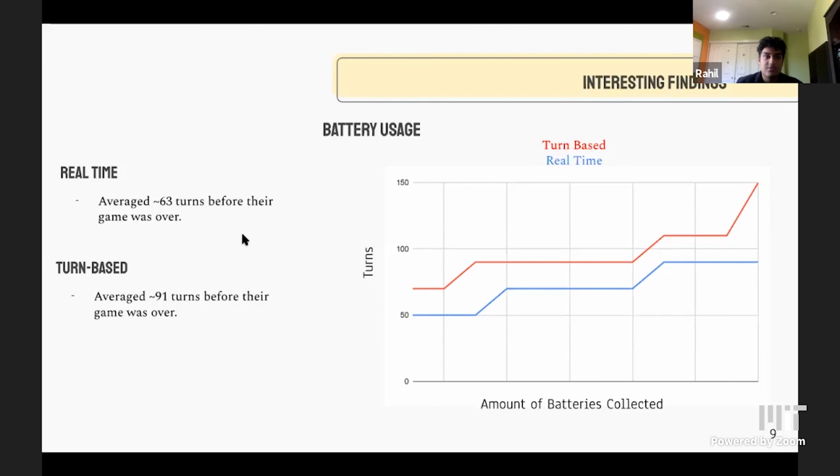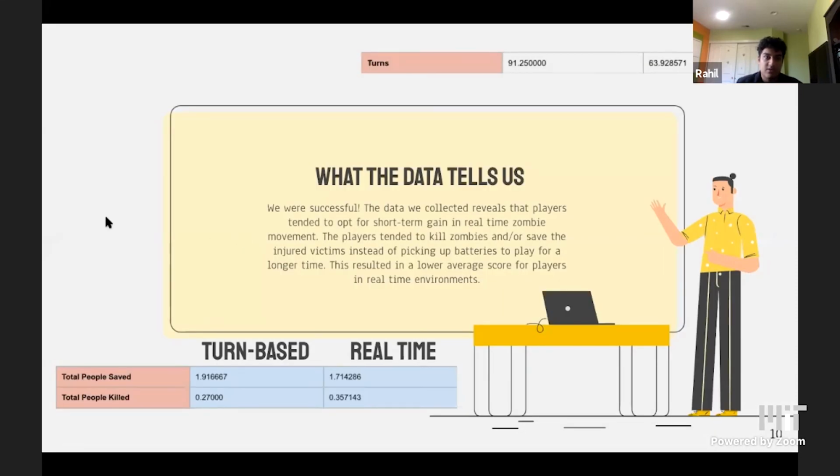And what does this prove? It proves that we were successful. The data we collected reveals that players tend to opt for short-term gains in real-time zombie movement, so the players tend to kill zombies and save victims instead of picking up batteries to elongate their gameplay. This resulted in lower average scores for players in the real-time environment. And this proved that in a high-stress environment, players tended to have their long-term decision-making and long-term planning hindered by the stress.